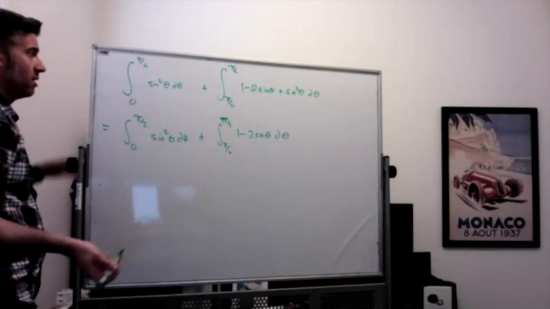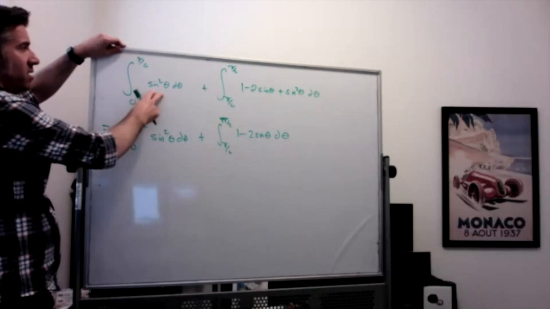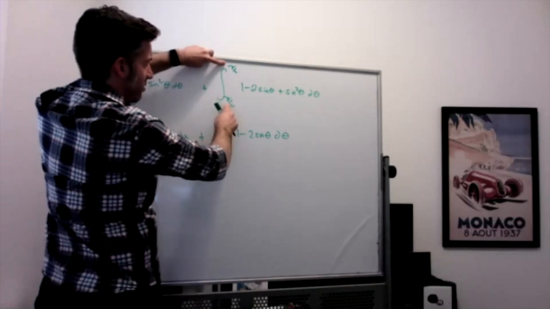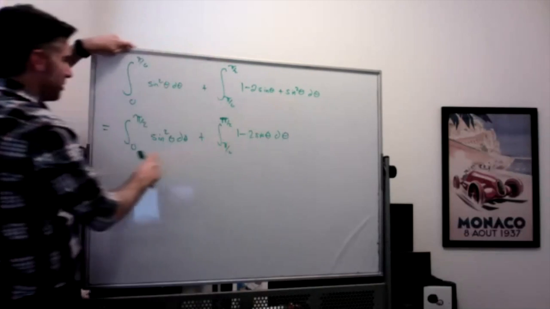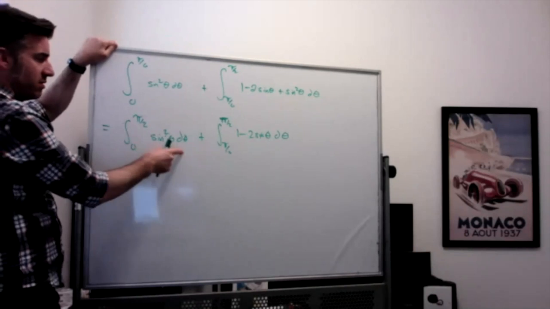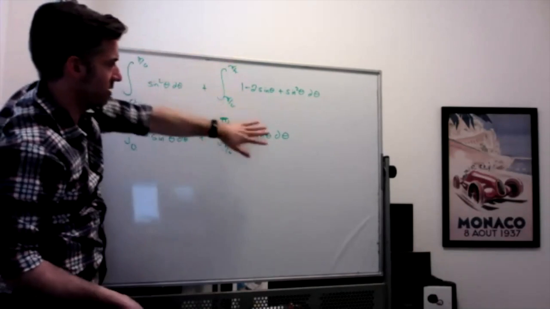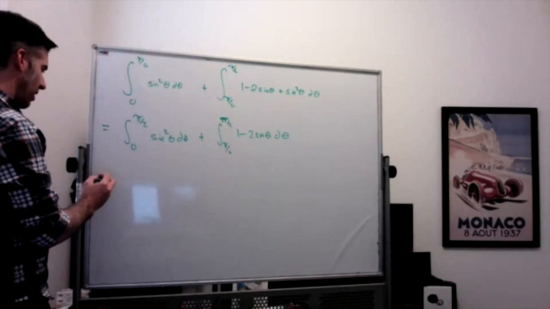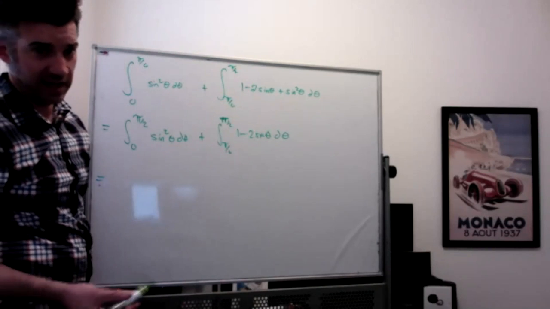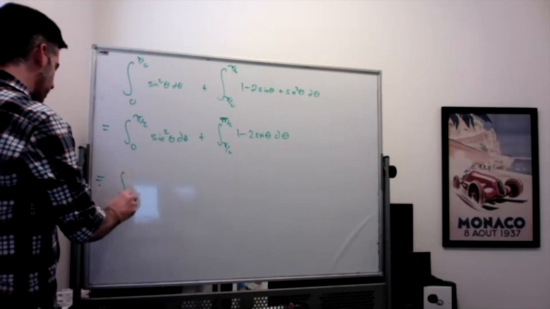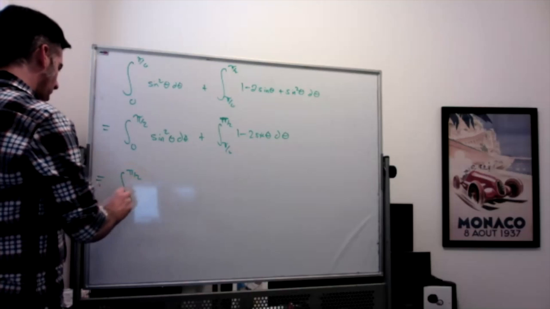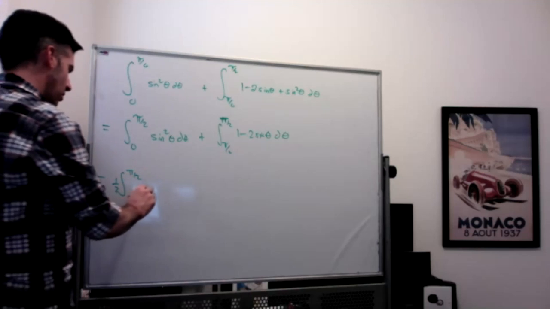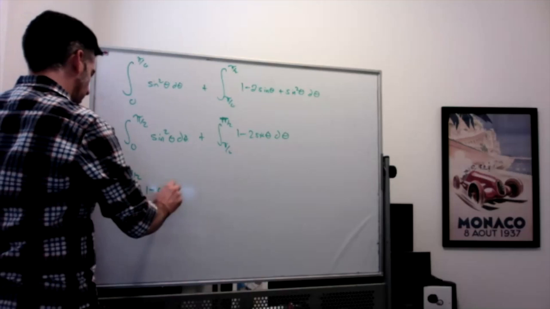All I said was the integral from 0 to pi over 6 of sine squared plus the integral from pi over 6 to pi over 2 of sine squared is equal to the integral from 0 to pi over 2 of sine squared. And then I still have the rest of this over here. So then we have to use our not favorite trig identity. This is going to be the integral from 0 to pi over 2 of 1/2 times 1 minus cosine of 2 theta.